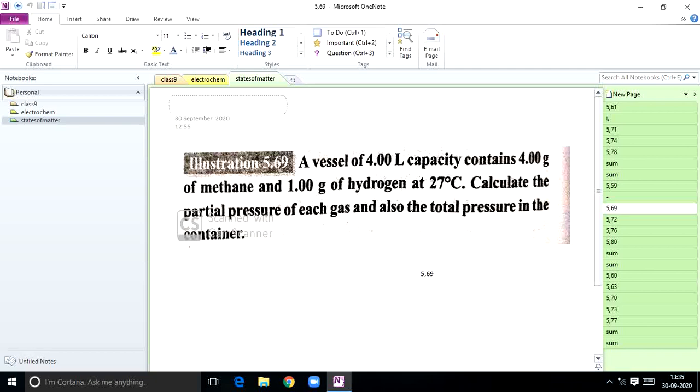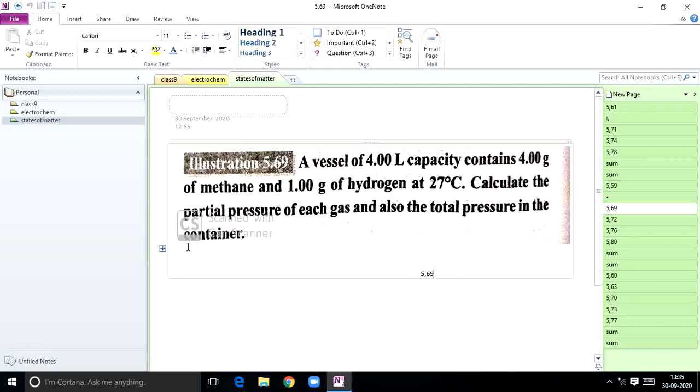Number of moles of hydrogen is mass by gram molecular mass. Number of moles of methane likewise. After that, PV is equal to nRT you substitute. Separately you write for hydrogen, separately you apply the expression for methane. And finally you will get partial pressure of hydrogen and partial pressure of methane. So total pressure is equal to partial pressure of hydrogen plus partial pressure of methane. So that is the final step. This model we already did, so it's repeated.